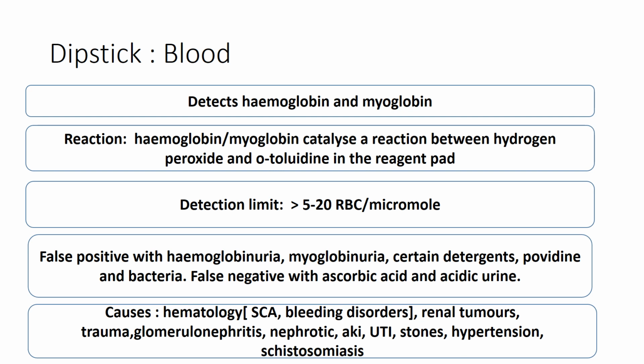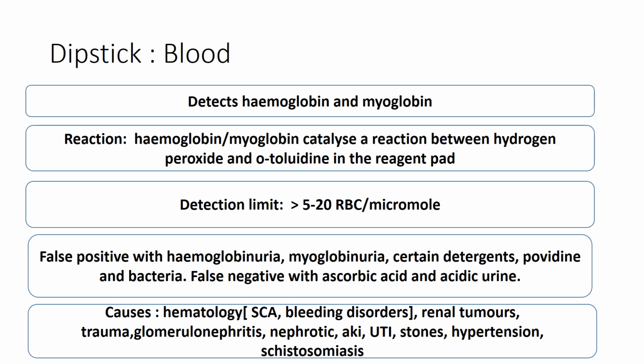Myoglobinuria may also lead to a positive. Remember, myoglobinuria would result from patients who have rhabdomyolysis, so you get a release of free myoglobin into the serum that eventually ends up being filtered through into the tubules and eventually into the urine. Other things to be aware of would be things like povidone iodine, and certain types of bacteria. And then the dipstick may come out negative if the urine is very acidic or if there's ascorbic acid contamination of the specimen.